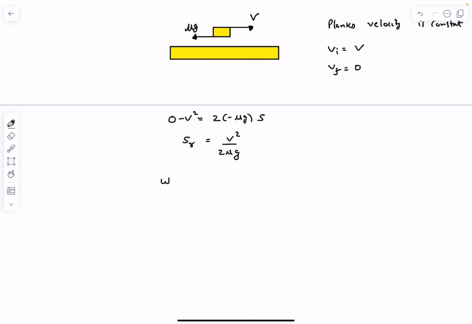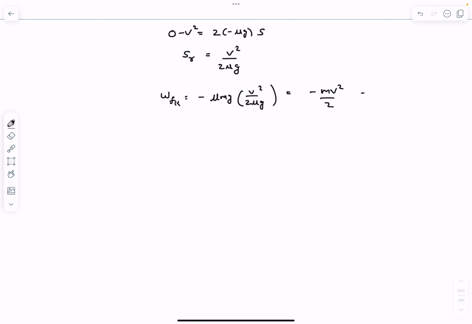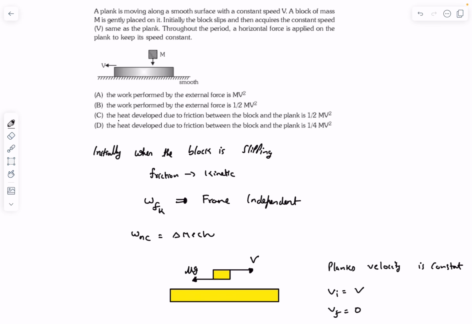Now we can easily determine the work done by kinetic friction. It will be F dot S, and here force and displacement are opposite to each other, so the work done by kinetic friction is negative, as it should be. So this is going to be minus mu mg times v squared by 2 mu g, and this turns out to be minus half m v squared, and this would be the same even in the ground frame. This is also the decrease in mechanical energy of the system, or we can say it is the heat lost to the surroundings. So in option C, they're asking what is the heat developed due to friction, and we figured out it is half m v squared. So option C is correct.